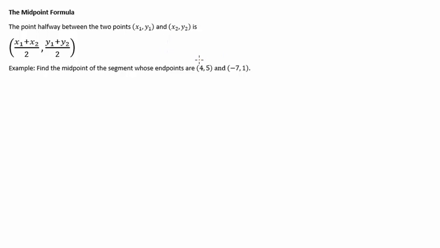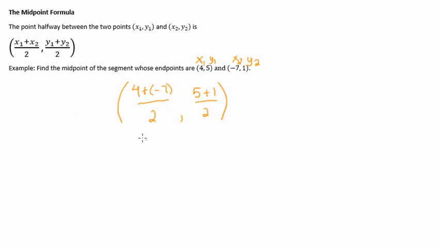So just like with the distance formula, we're going to label x1, y1, x2, y2, and that lets us plug into this formula. But the formula is actually really easy, because all we're doing is taking our x values and adding them together and dividing by 2, which means that we're just taking the average of our x values. And the same thing for y. We take our y values and we average them.